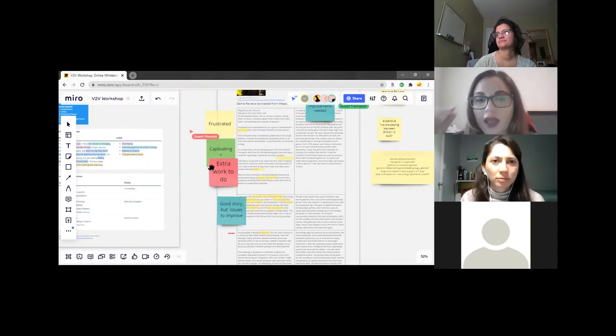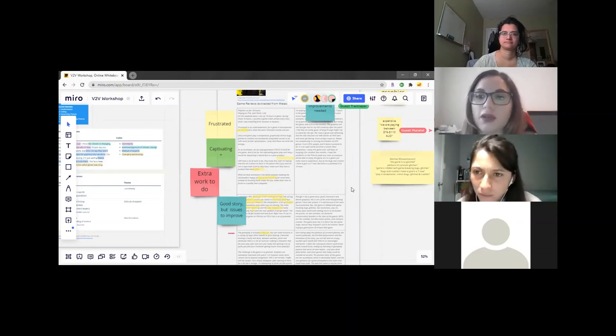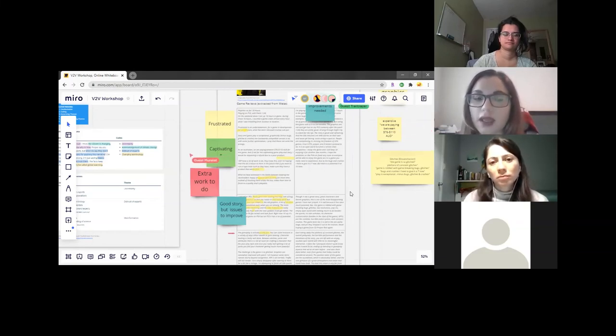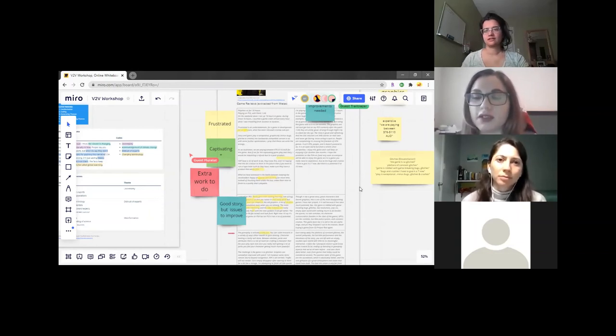So, okay, some of the codes: frustrated, captivating, for example, extra work to do, good story, but issues. So if anyone of you can tell me what their initial impression of this data is, or what they understand from what they've been reading and coding, can you give me an idea of what the people think about the game? I'm not sure if I have any volunteers.